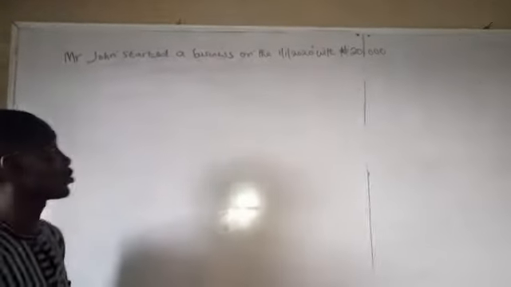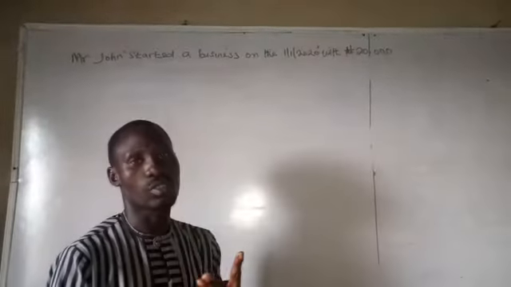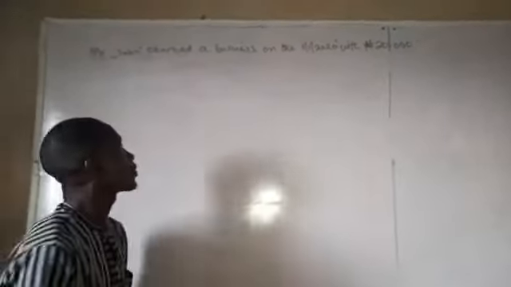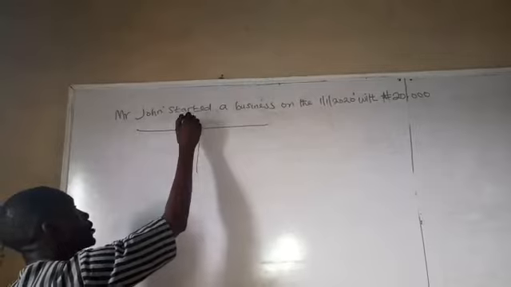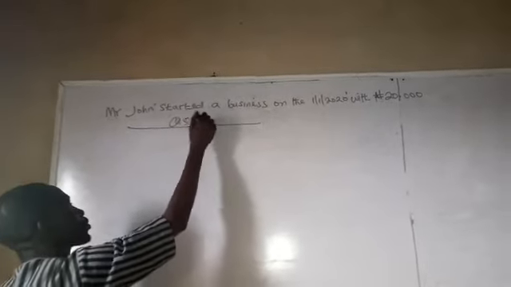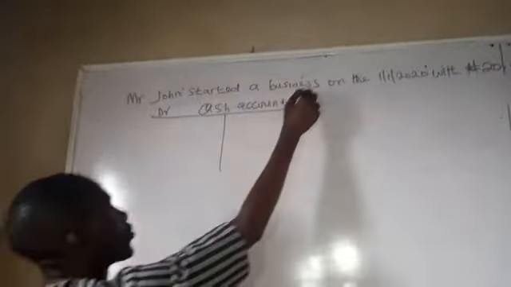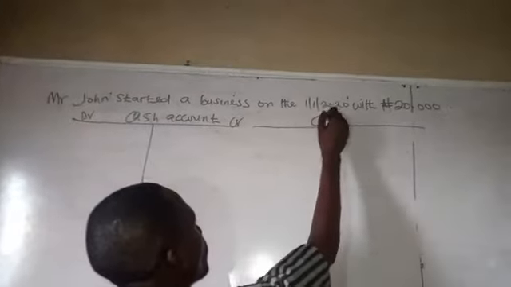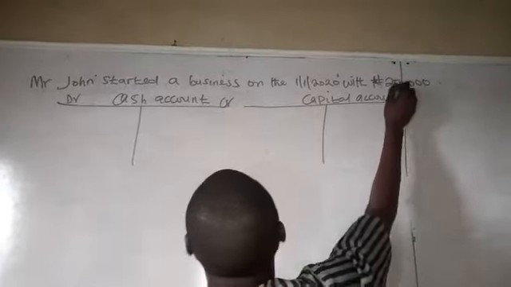From this transaction, we are going to bring out two ledger accounts, and the two ledger accounts to be maintained are the cash account and the capital account.